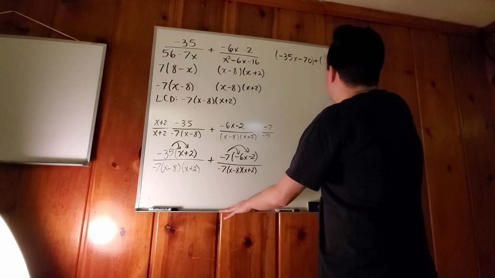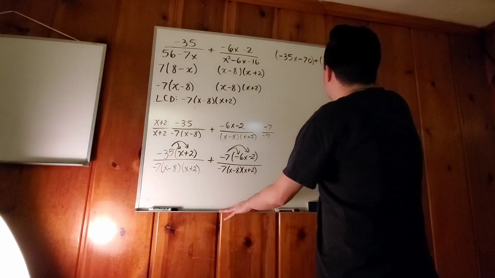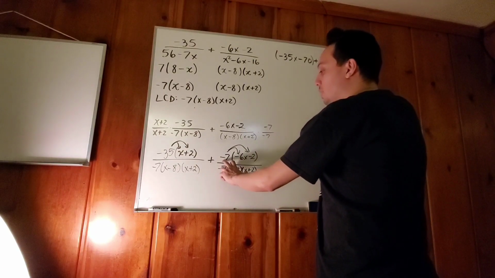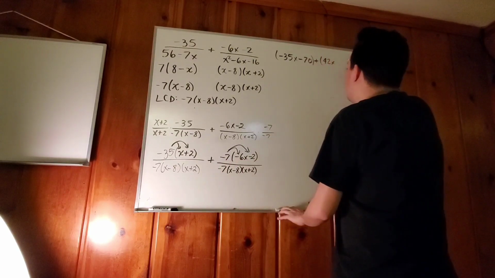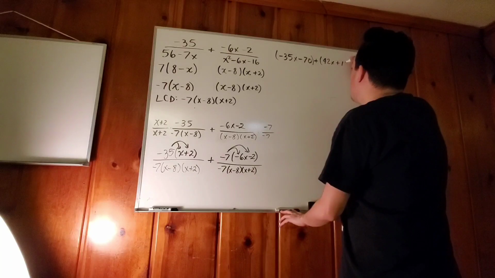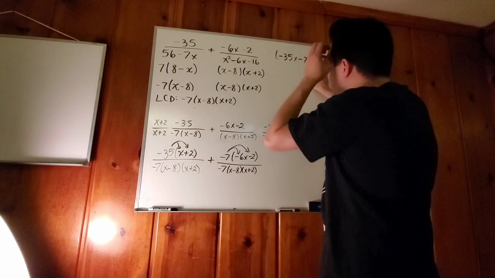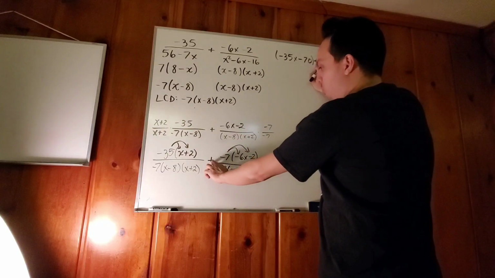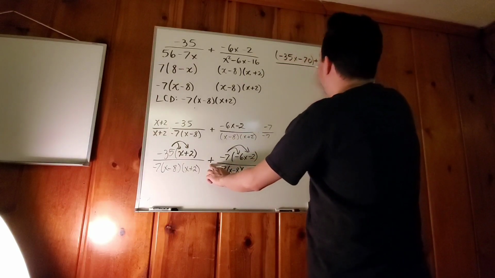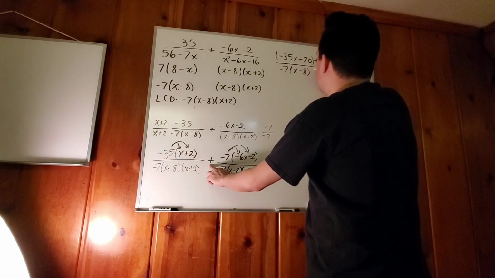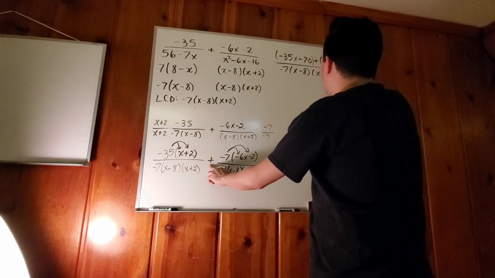Not 56, my bad. 42. And that's what happens when you're tired. 42x, and negative 7 times negative 2 is positive 14. So what happens is that we left the positive here. This is the positive from this problem. And then my denominator is negative 7, x minus 8, x plus 2.